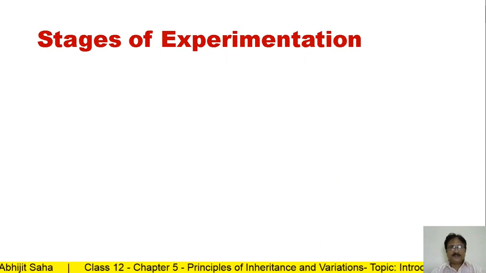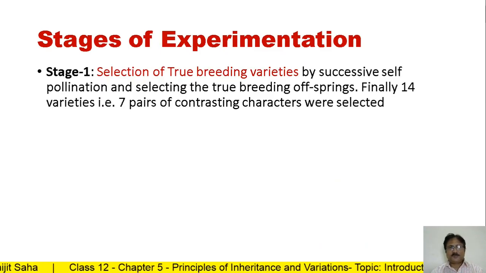Now let's see what were the stages of experimentation. What did Mendel do in sequence? In stage 1, that is selection of true breeding varieties. How can these true breeding varieties be obtained? That can be obtained by successive self-pollination, and finally selecting the true breeding offspring.